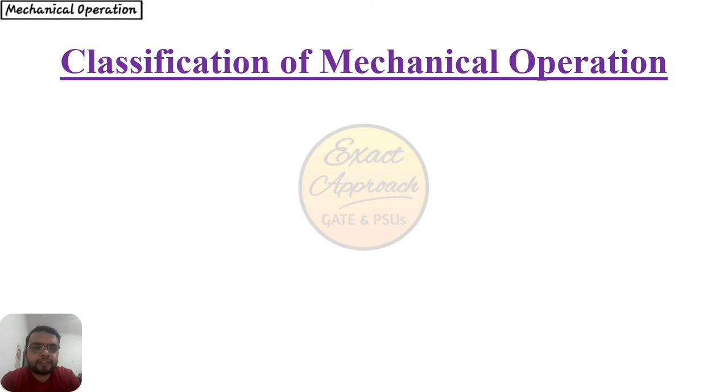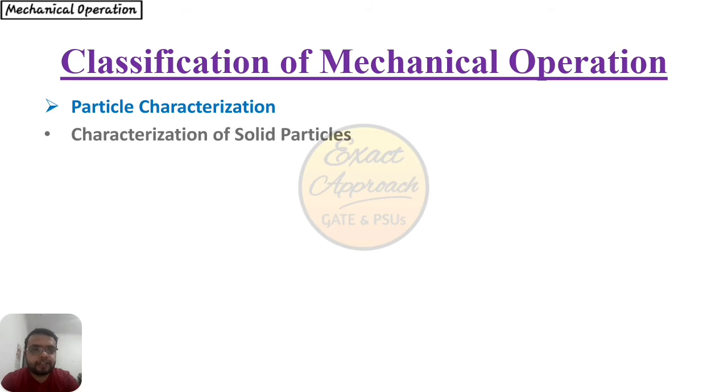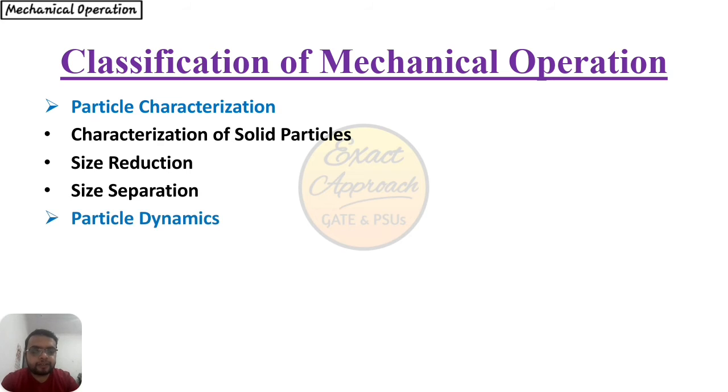Now the next topic is classification of mechanical operation. Mechanical operations are classified into three categories. Particle characterization. In particle characterization there are three types: characterization of solid particles, size reduction, size separation. The second one is particle dynamics. In particle dynamics, sedimentation, filtration and fluidization.